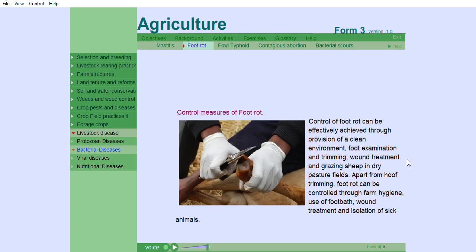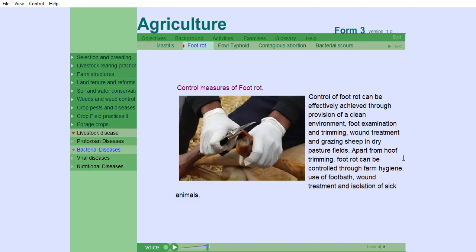Control measures of foot rot. Control of foot rot can be effectively achieved through provision of a clean environment, foot examination and trimming, wound treatment, and grazing sheep in dry pasture fields. Apart from hoof trimming, foot rot can be controlled through farm hygiene, use of foot bath, wound treatment, and isolation of sick animals.